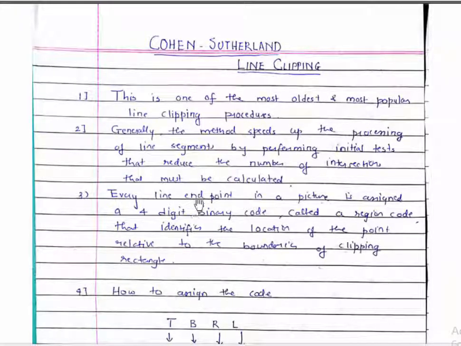Now, every line endpoint in a picture is assigned a 4-digit binary code, called a region code, that identifies the location of the point relative to the boundaries of the clipping rectangle. So basically, suppose there is a line, we assign a 4-digit binary code called a region code to each endpoint of that line, and the region code is identified by the region where the point lies.